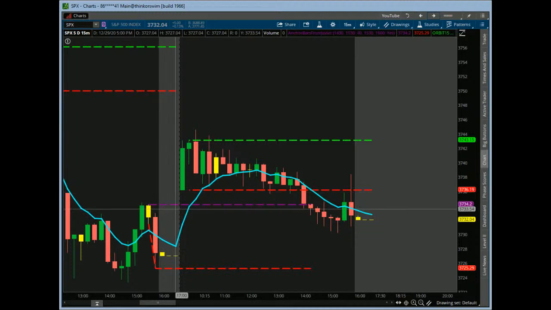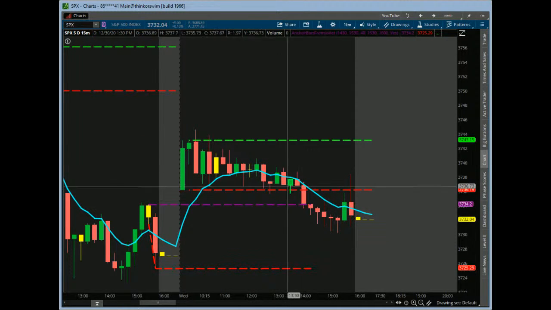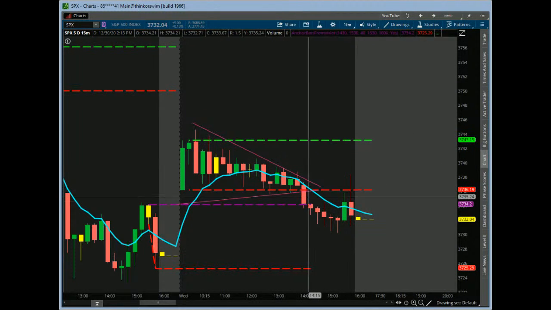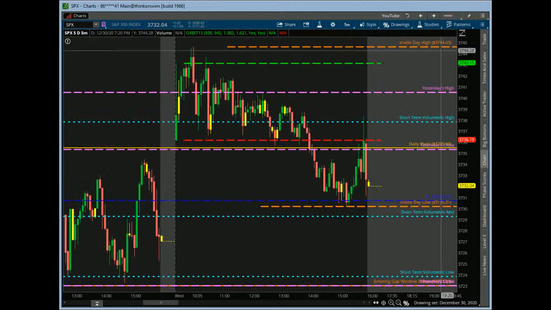So mostly chop for the majority of the day, but we did get a little bit of a triangle breakdown here, so you can see that got us looking a little bit to the short side. A couple stocks pushing their way down here too. A lot of lower shadows here. SPX was really tough today. S&P futures were tough today.